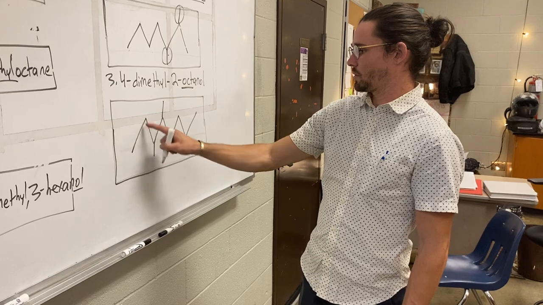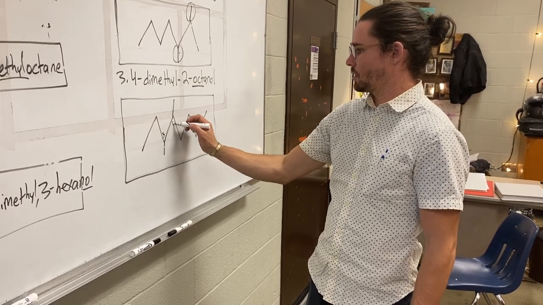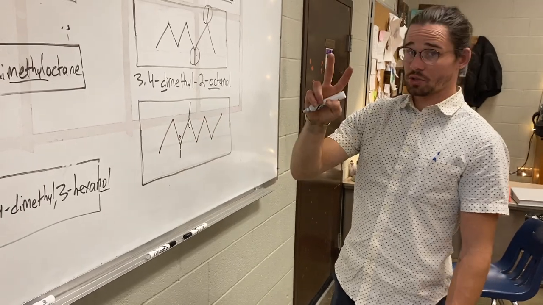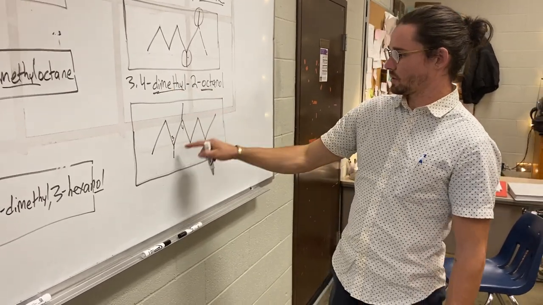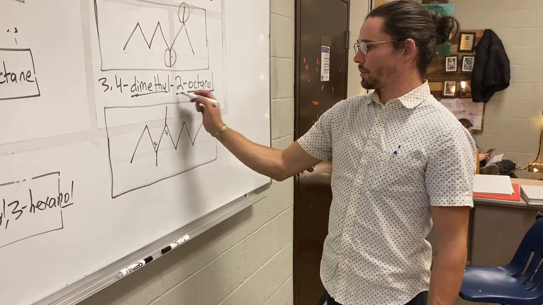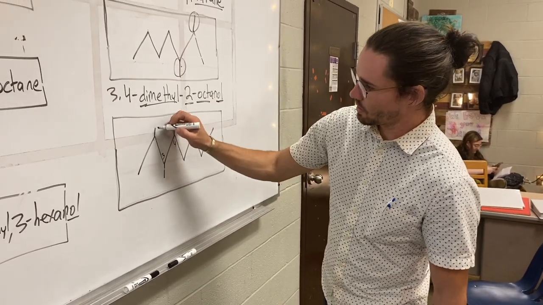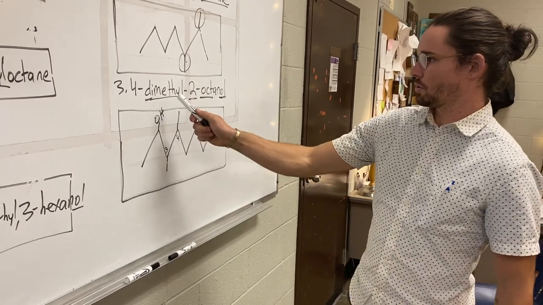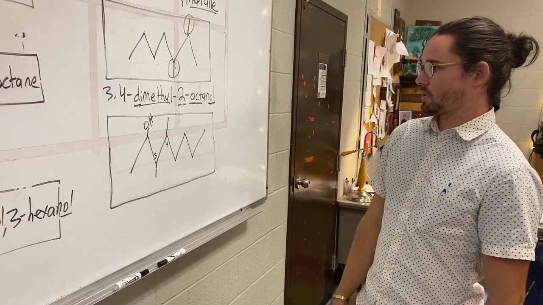There's carbon 3. There's carbon 4. I got 2 methyl groups. Di means 2. Methyl means it's these substituents. Okay. And then I need an alcohol group on carbon 2. So here's carbon 2. And I'm going to add an alcohol group, OH, right there to that octane.